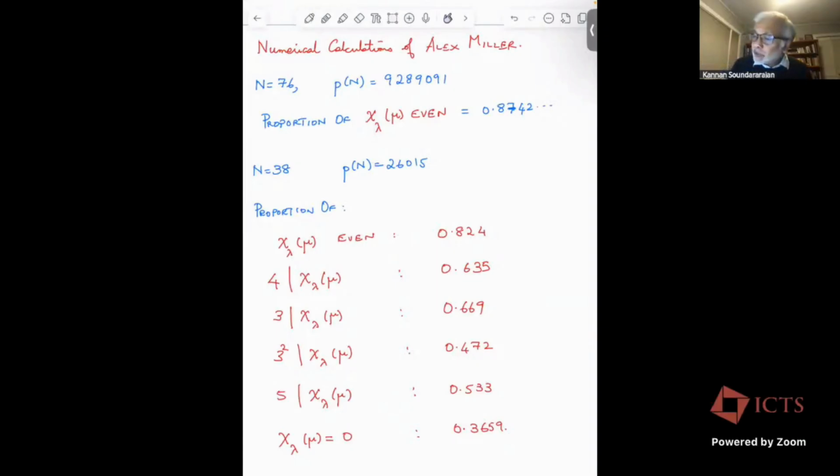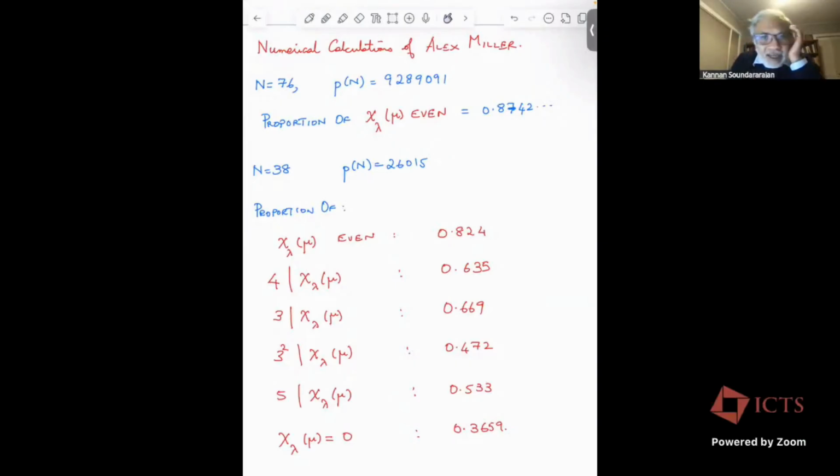You can see that the proportion for 76 that are even is a little bit larger than the proportion for 38. A good number of them are multiples of 4. About 2/3 of them are multiples of 3, about half of them are multiples of 9, half of them are multiples of 5, and so on. And he also found that about a third of them are 0.